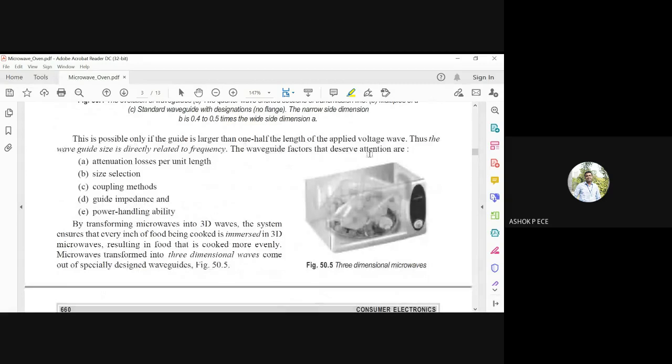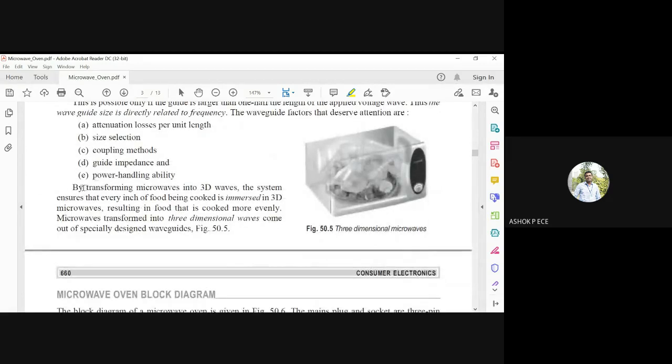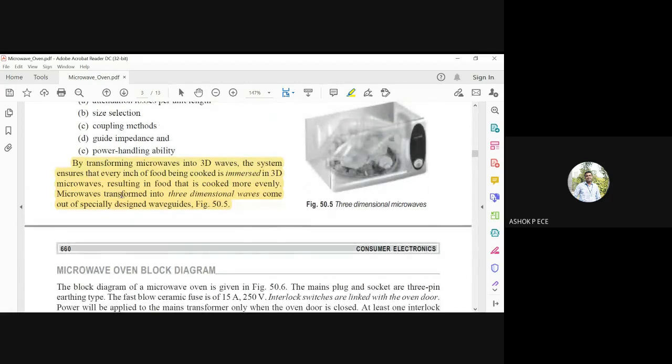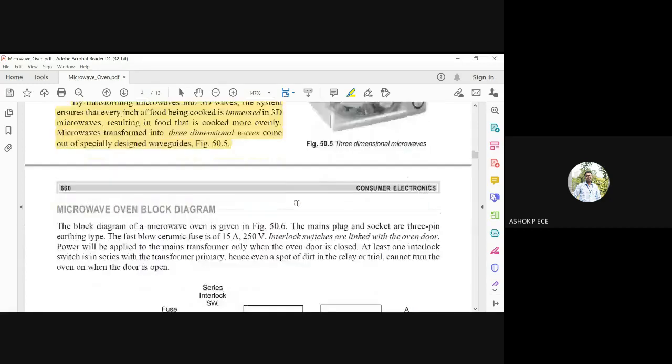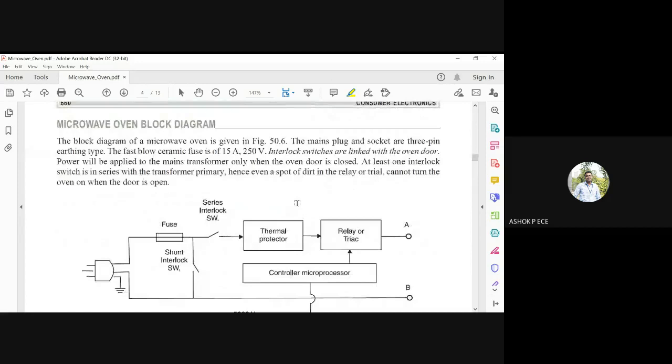The waveguide transforms microwaves into 3D, and the system ensures that every inch of what is cooked is immersed in 3D microwaves. See here, as shown in the figure, every inch of the food is exposed to microwaves, so there is no place inside the cookware where microwave is not there. Every place inside the oven is being touched by microwaves, resulting in the food being cooked more evenly. Okay, so the block diagram of the microwave oven is given.